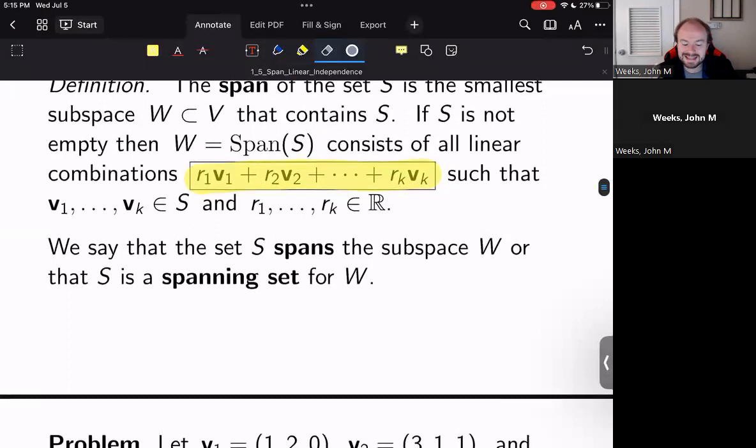So we say that the set S spans the subspace W, or that S is a spanning set for W.